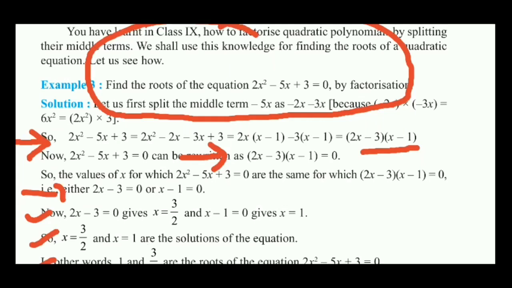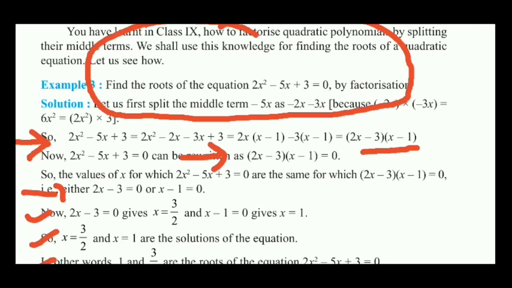After getting these factors, you will compare each factor to 0, and then you will get the value of x. The first value of x is x equals 3 by 2, and the second value is x equals 1. And both these values or solutions are known as the roots of the given quadratic equation.